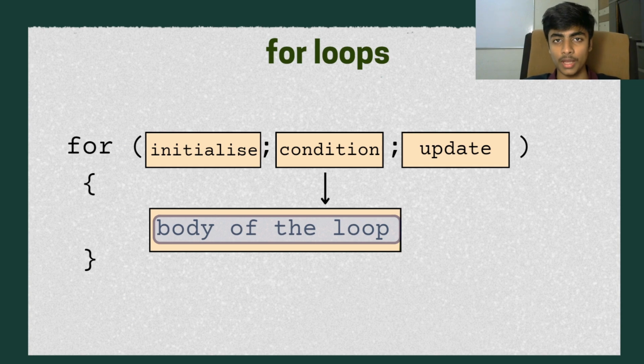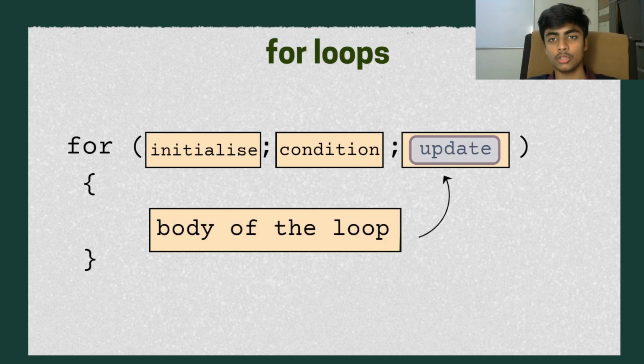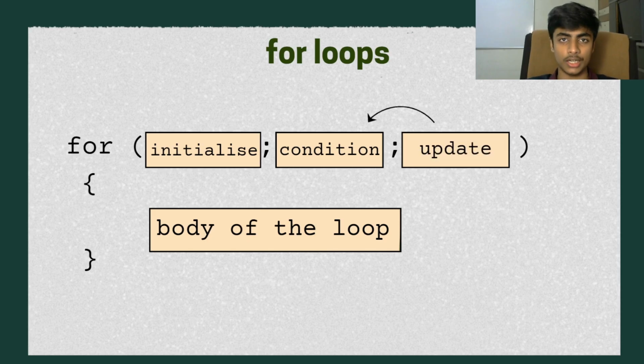Remember, the body of the loop can have any code. It can be something that could take an input from the user, it could print something, it could evaluate a value, or it could even print the value of I. After we execute this body of the loop, we're again going to move back to the update. We're going to change the value of the iterator and we're going to check the condition again.